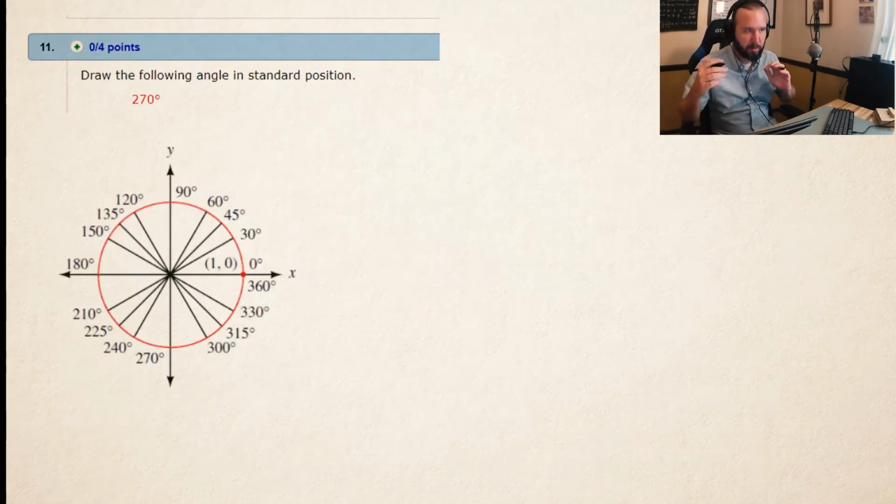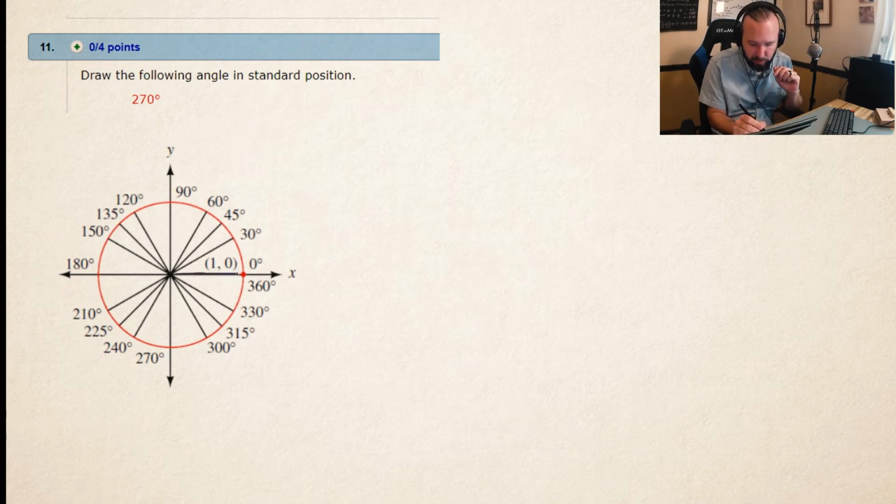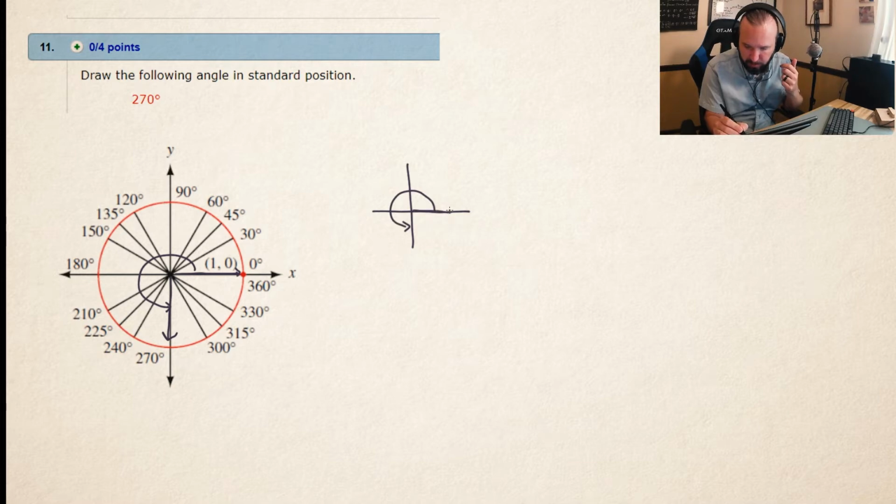Okay, so now we're asked to draw the angle 270 degrees in standard position. So we're going to start right here, and we're going to open all the way down here to 270 degrees. So that means 270 degrees in standard position is going to look like this. So here's the initial side, and down there is the terminal side.